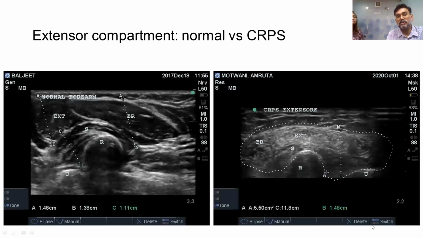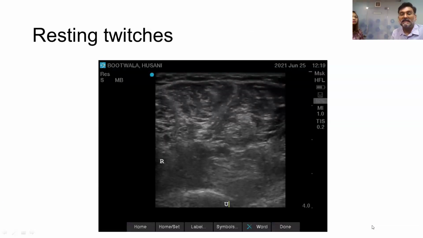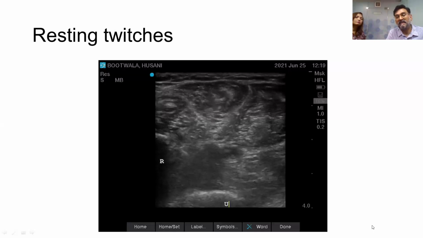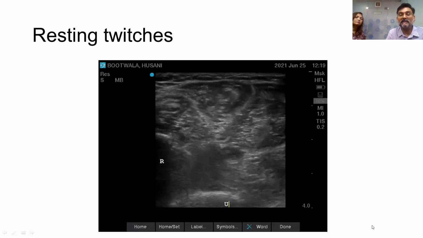Similarly, this is a picture of normal versus CRPS extensor compartment. Similar sort of changes can be seen here. Now, the Ashirvad school of thought says that the main pain expressors in many pain conditions finally are muscles. So what we have found is that in CRPS, there are these resting twitches which can be seen in muscles. And these are an indicator that there is something really wrong with the muscles and we need to address this.